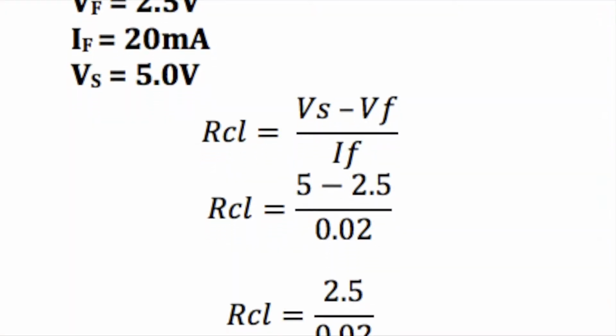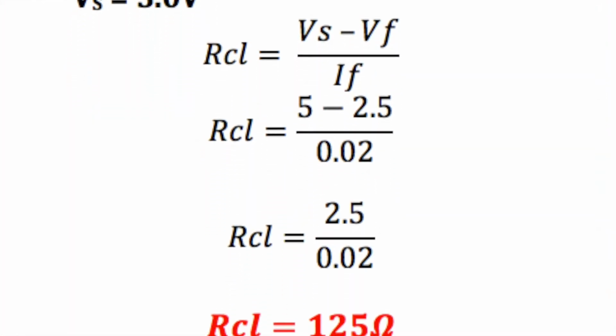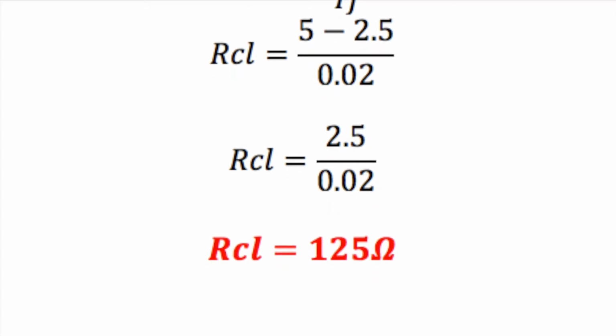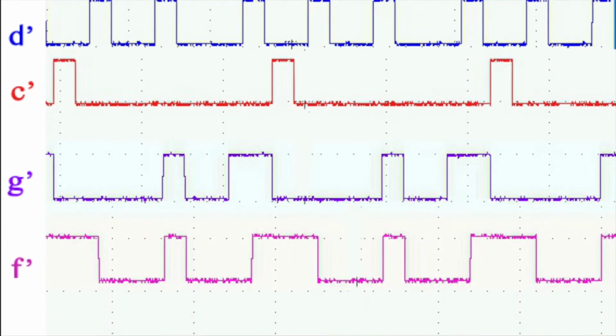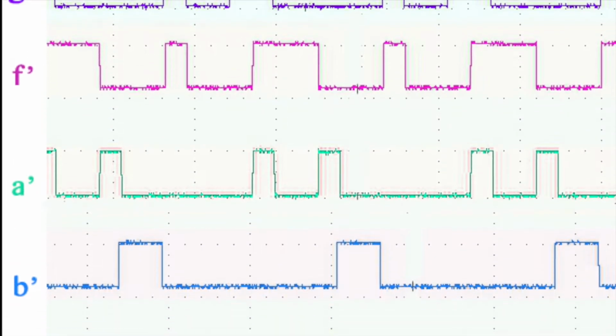This is how the current limiting resistor was found. It was found to be 125 ohms, so 150 ohms were used. This is a screenshot of each segment during the counter. They are inverted because they're taken at the output of the NOT gates.